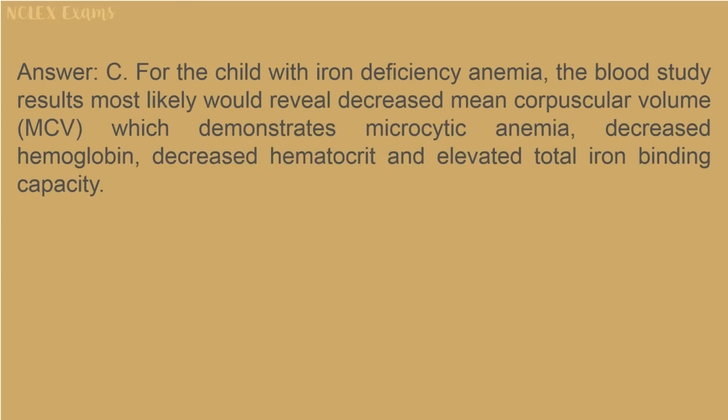Answer: C. For the child with iron deficiency anemia, the blood study results most likely would reveal decreased mean corpuscular volume, MCV, which demonstrates microcytic anemia, decreased hemoglobin, decreased hematocrit, and elevated total iron binding capacity.